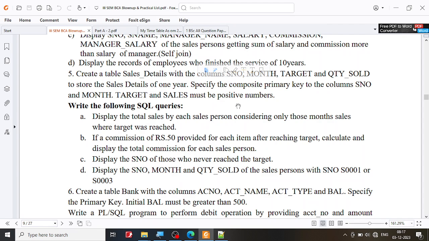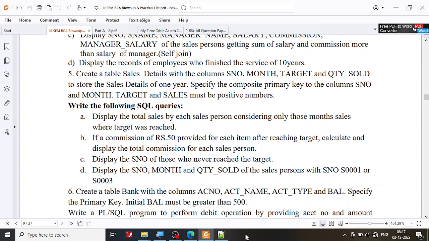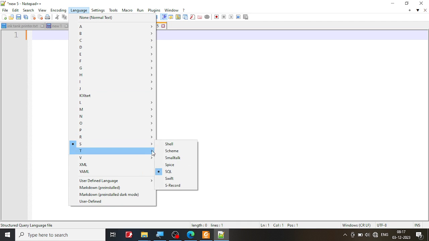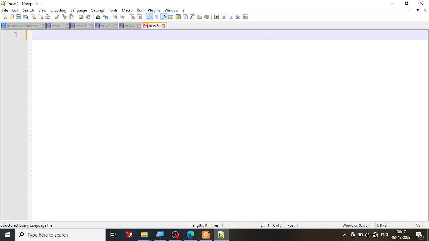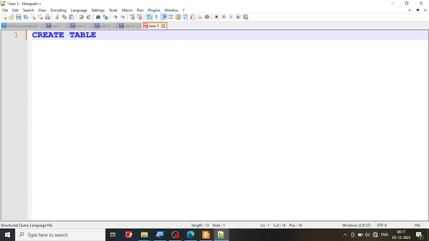Let's try to create that table, and then we will solve the 4 questions which are given over here. So I'm going to go to my Notepad++, and I'm going to select the language as SQL, and I'm going to create a table. This is what they have said, create a table. The name of the table according to them is sales details. So I'm going to just copy it from here and paste it over there. So this is the table that we are supposed to create.